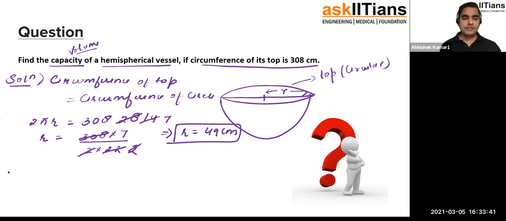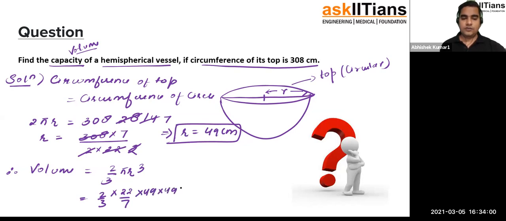Clear? So we have got the radius. Now they ask you the capacity, therefore the volume of the hemisphere. What is the formula you have? The volume of a hemisphere is given by 2 by 3 pi r cube. If you substitute the values, you will get 2 by 3, pi is 22 by 7, and r is 49, so 49 into 49 into 49. This 7 will cancel this 49 7 times. Now all you have to do is simplify 2 into 22 into 7 into 49 into 49, and you will get your answer.